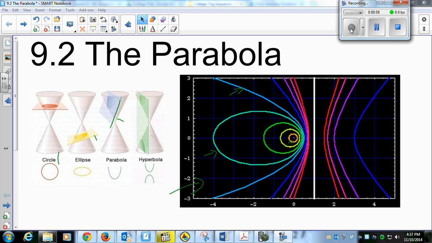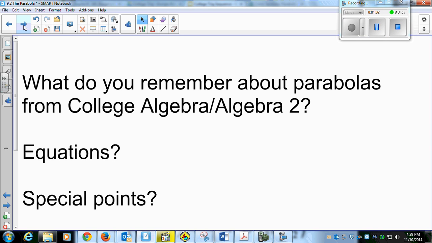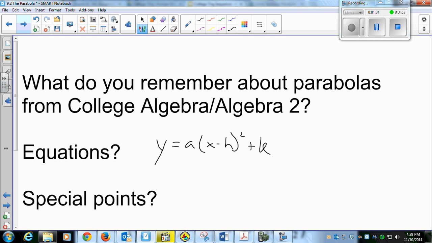So today we're going to focus on the parabola, which is nice because that's something we should be familiar with and remember from college algebra and algebra 2. We're going to look at it in a slightly different approach here, more geometric than a solution to a quadratic. But we're still going to have a similar equation. The equation we had from college algebra was y equals a(x minus h) squared plus k. The special points we related to were h and k, those being the vertex of our parabola.